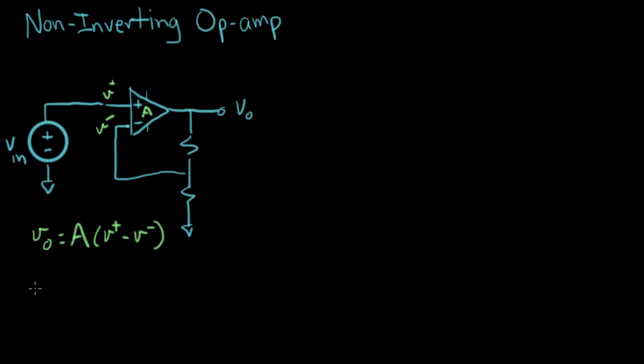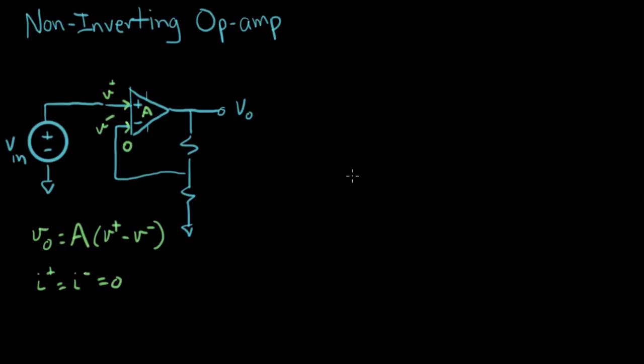And we also know that the currents, let's call them I plus and I minus, equal 0. And that's the currents going in here. This is I minus here, and that's I plus. And we know those are both 0.